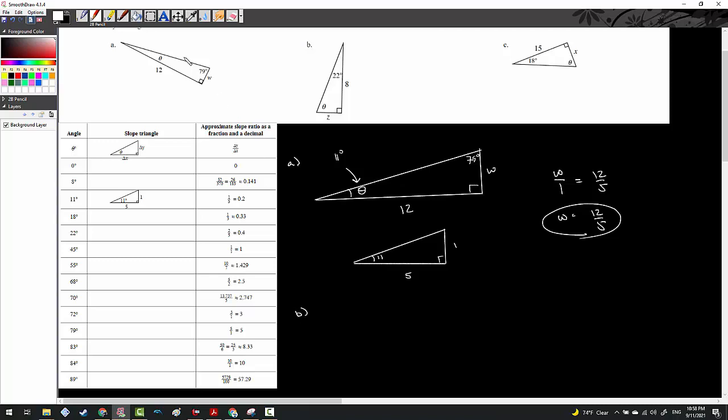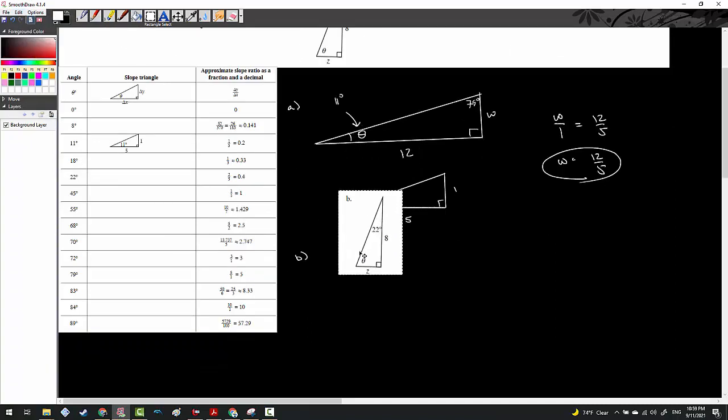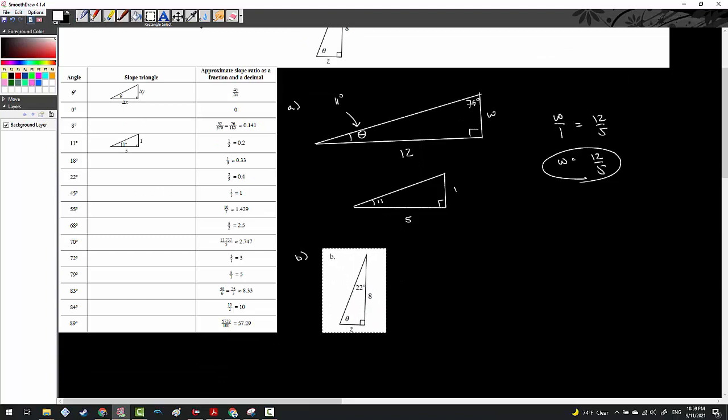Let's take a look at B, which is actually already oriented like a sloped triangle. I'll just copy and paste him down in the diagram below here. Copy and paste. And then I'm going to draw the corresponding slope triangle here. Now, with this guy being 22 degrees, that leaves enough angle right here. If I do 180 minus 90 minus 22, I end up getting 68 degrees right here.